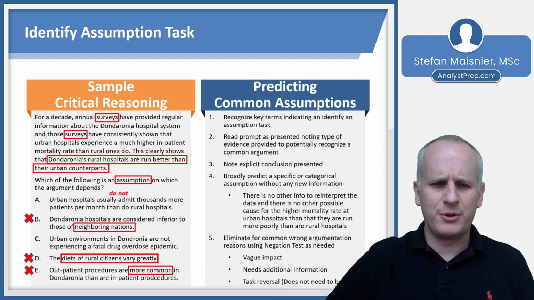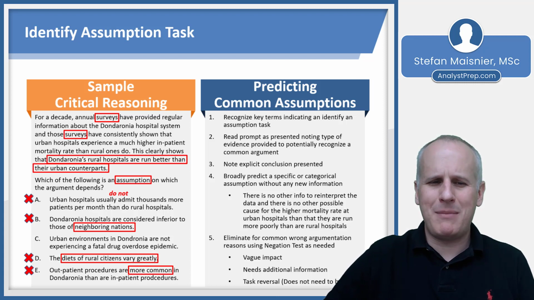So starting with choice A, we can insert do not before the admit. And if we consider urban hospitals usually do not admit thousands more patients per month than do rural hospitals, that doesn't do anything to my argument. Like, okay, they don't admit thousands more patients per month. Still could be poorly run. I have no idea. So this has no impact upon negation, and we can eliminate choice A.